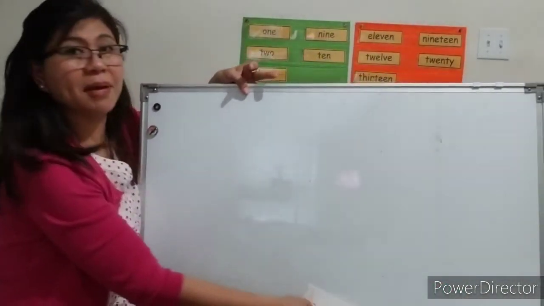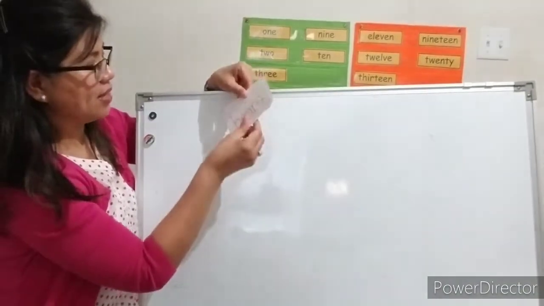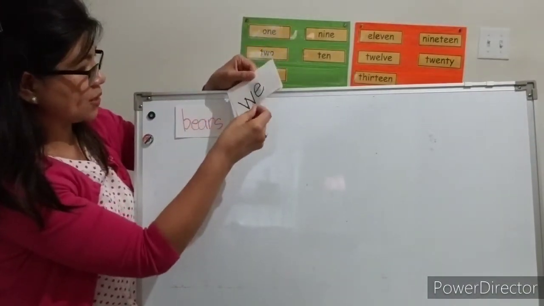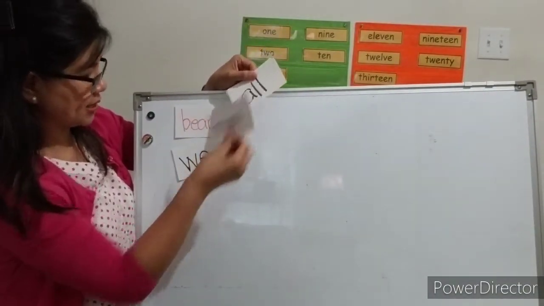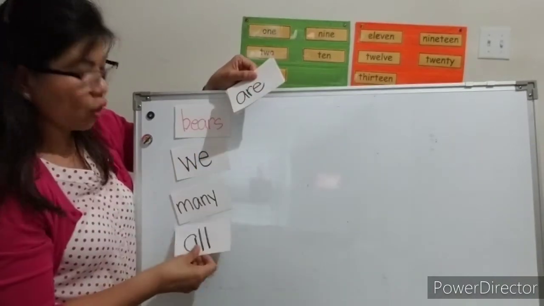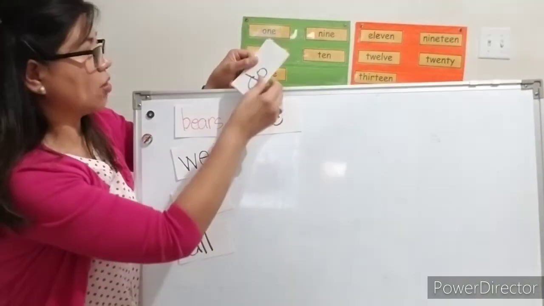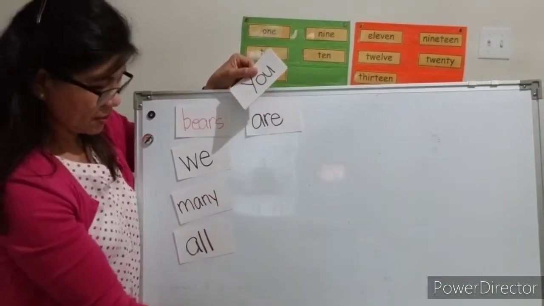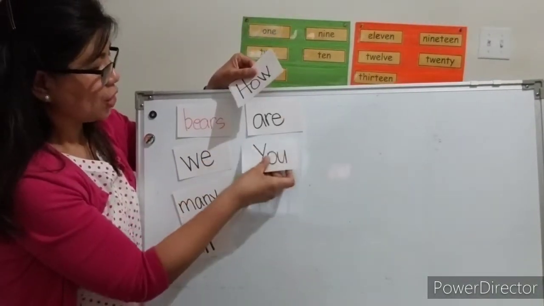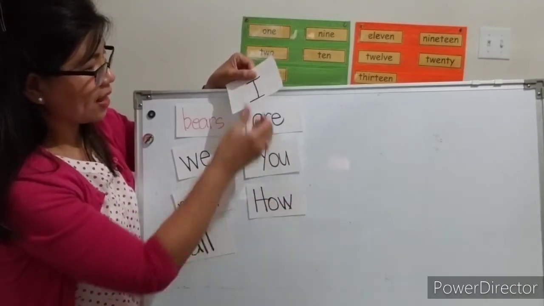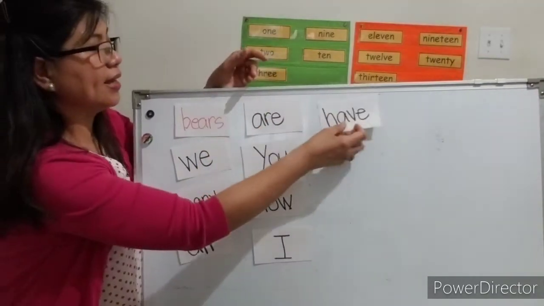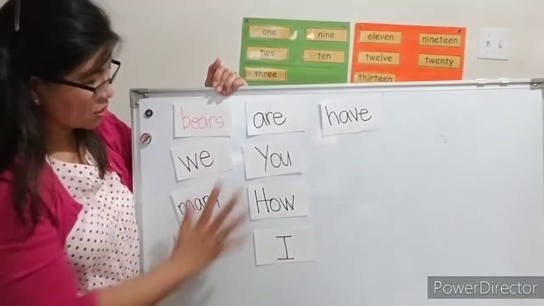Okay. I got my magnetic board. Okay, here we go. This one says bears. This one says we. This one says many. This one says all. This one says are. Oh, you can see it. I'm just put it here. Are. Do. Oh, I don't have my magnet. You. How. I. And have. Okay, so these are the sight words.